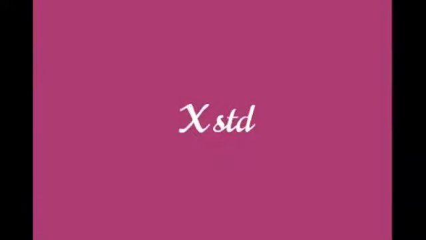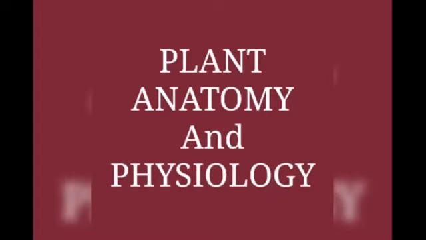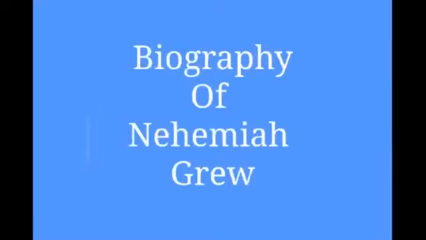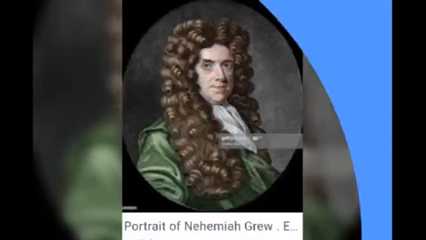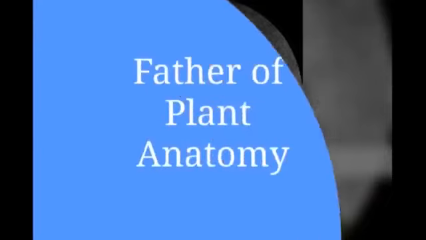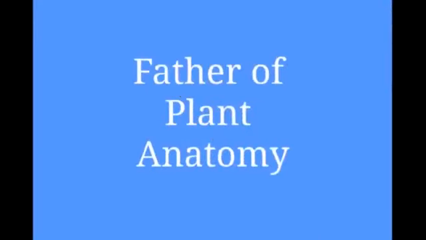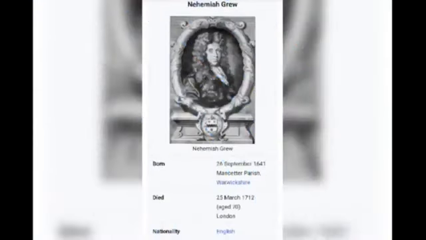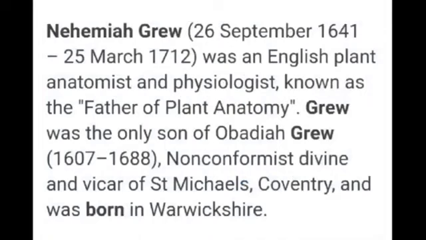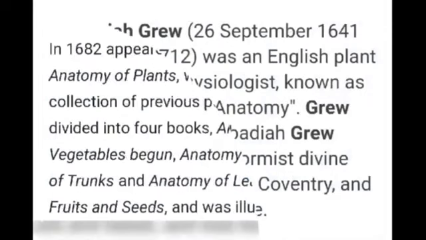Keep learning. Plant anatomy was formulated by Nehemiah Grew. Nehemiah Grew is called the father of plant anatomy. He was an English botanist and the only son of his parents, Obadiah and Nehemiah. He was born on 26 September 1641 and died on 25th March 1712. His contribution to the field of biology is great. He was a nonconformist divine.